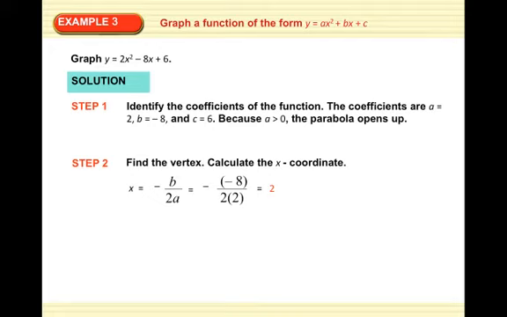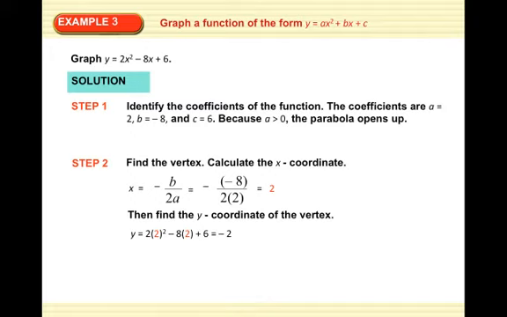Now to get the y coordinate, you take the 2 and you plug it into the equation that you have for your function. Well, that makes sense. That's how we found the y values when we were graphing in examples 1 and 2. So that's what we do here, but we're just doing it for the vertex in particular. So we're going to find the y coordinate of the vertex by plugging in 2 for x.